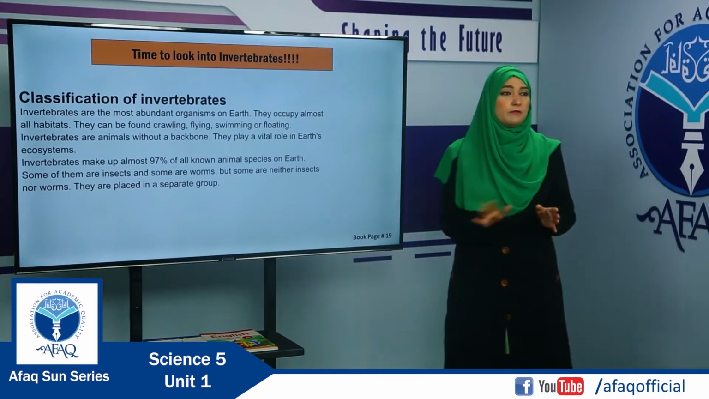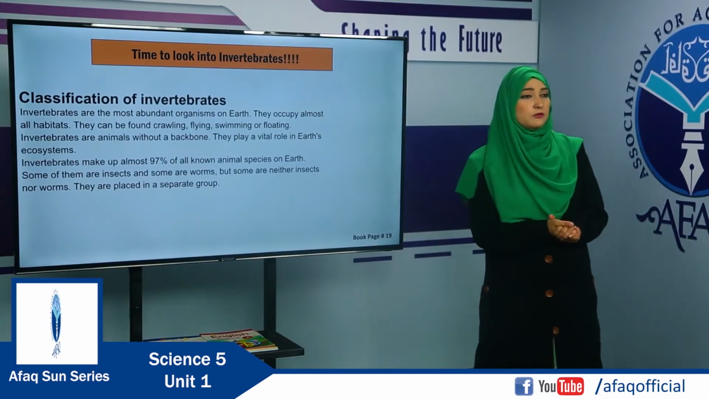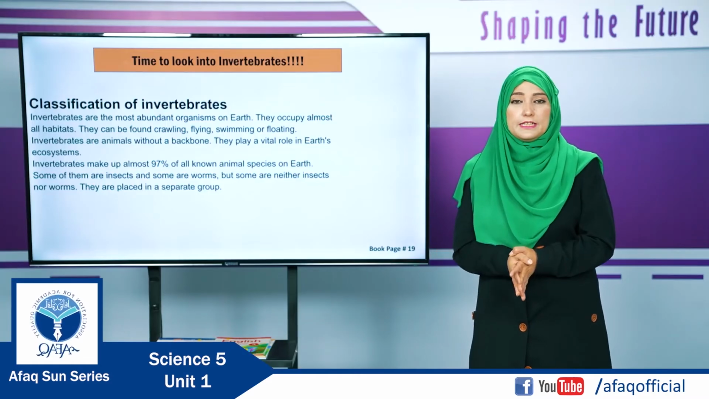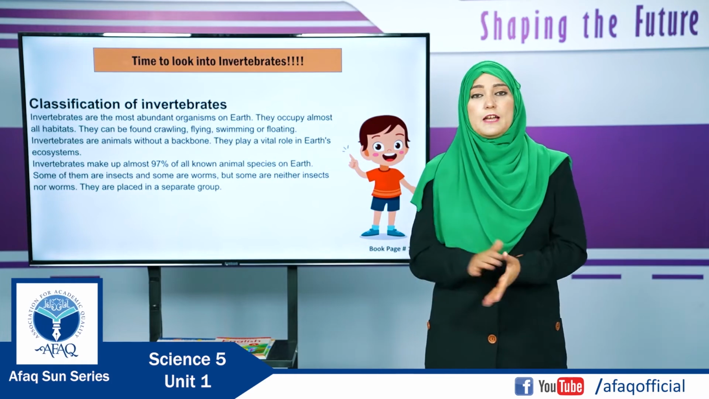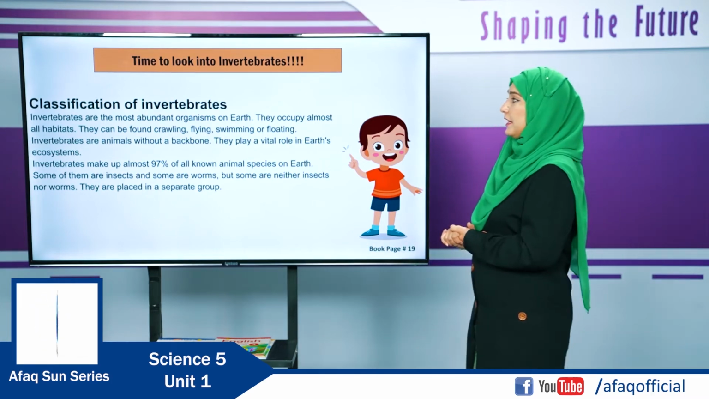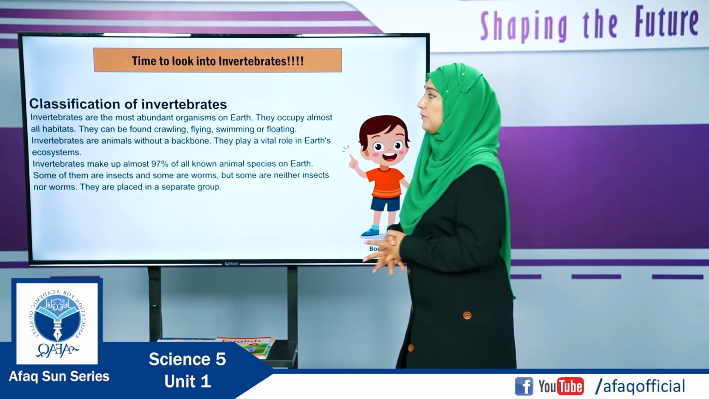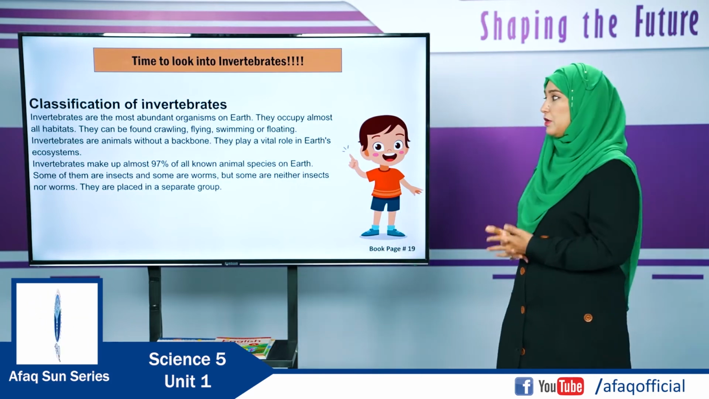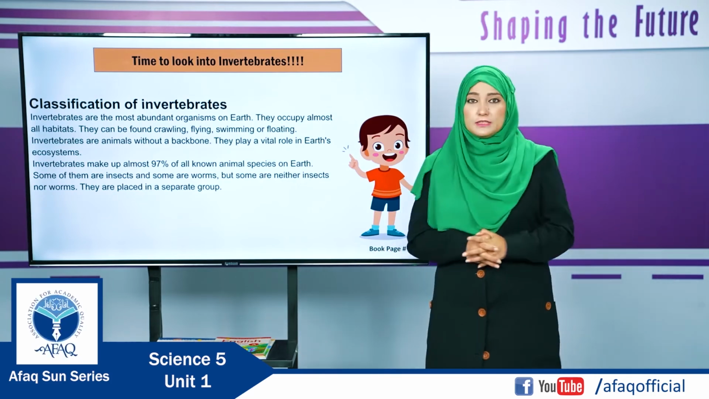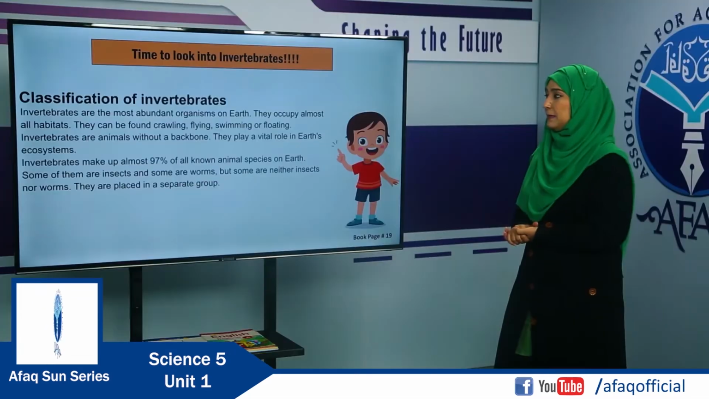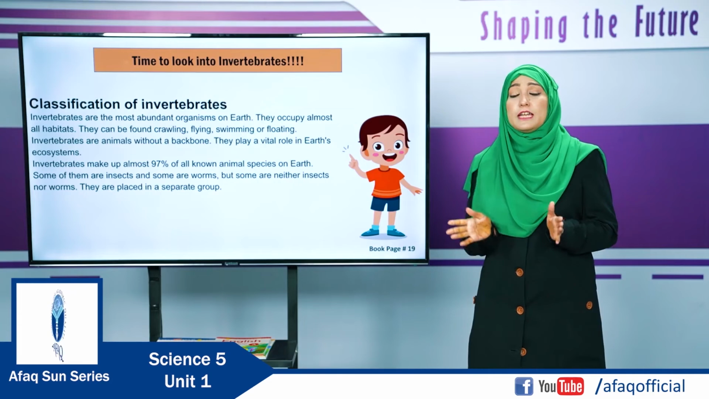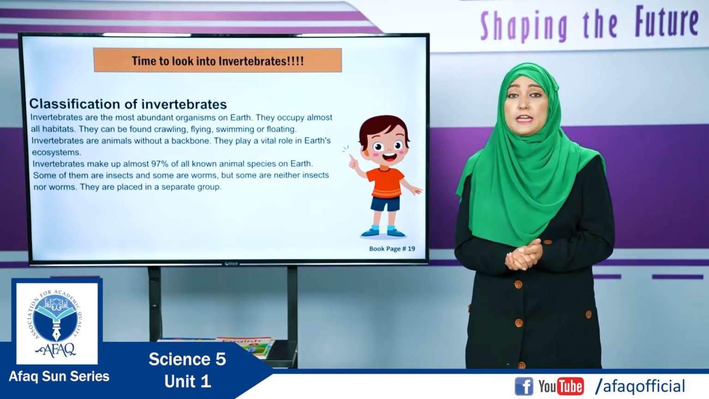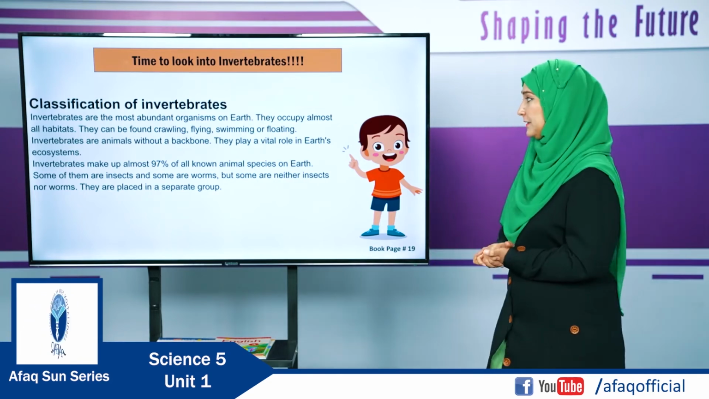Students, have you ever observed some crawling animals around you? You must have seen different insects. You must have seen butterflies or some worms around you. All these crawling, flying, swimming or floating animals are invertebrates because they do not have backbone. They play a vital role in Earth's ecosystem. Do you know that about 97% of all animals are invertebrates?